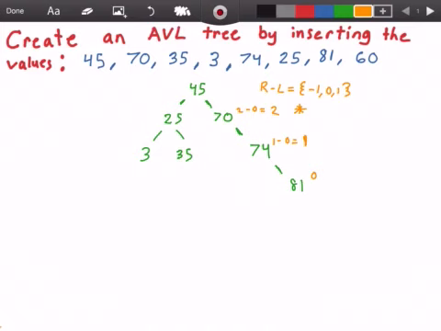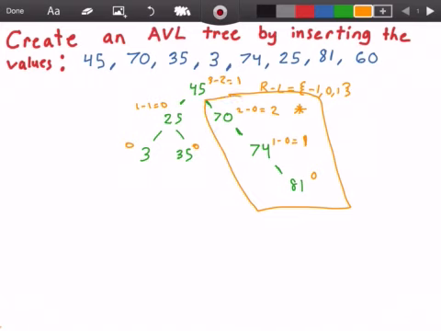Now 3, all the way over here to the left, has a balance factor of 0. And 35 has a balance factor of 0. 25 has a balance factor of 1 minus 1, which gives us 0. And 45 has a balance factor of 3 minus 2, which gives us 1. So it's balanced. So here we have our unbalanced subtree. All right, so let's make it balanced.